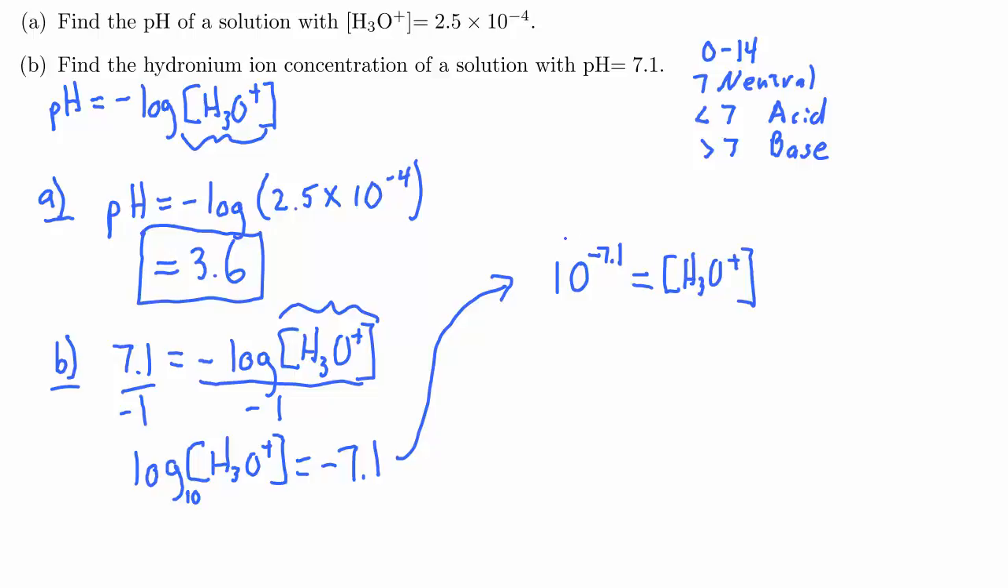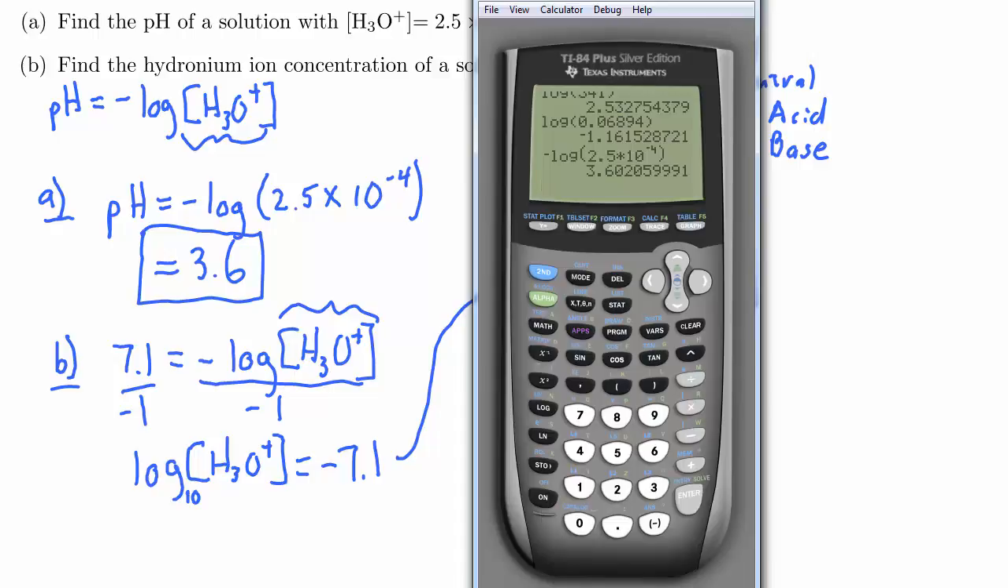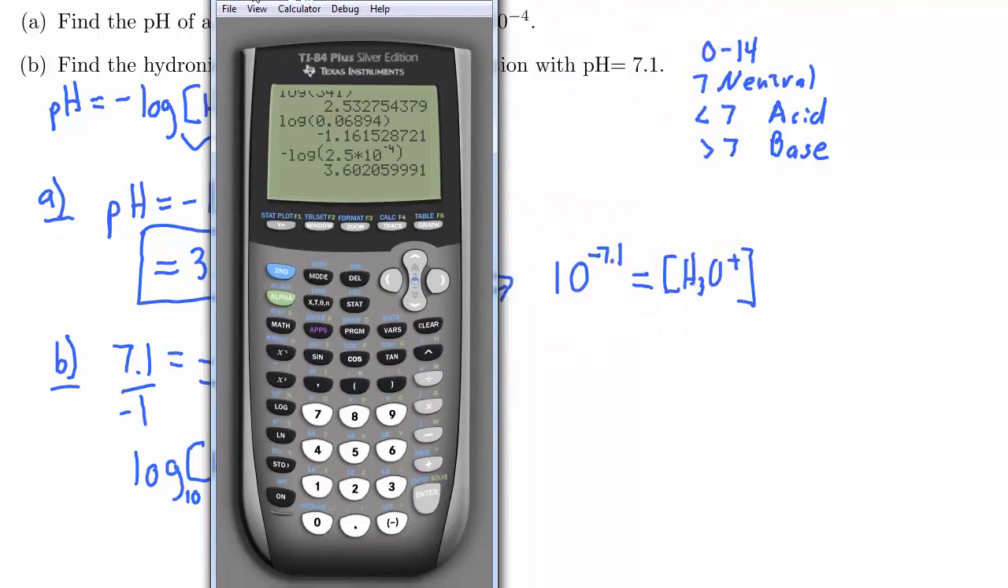And then all you have to do is type 10 to the minus 7.1 into the calculator. Notice that when you do so, you get 10 to the negative 7.1. And then you just click enter. Remember to use this negative instead of the minus, otherwise it'll mess up.